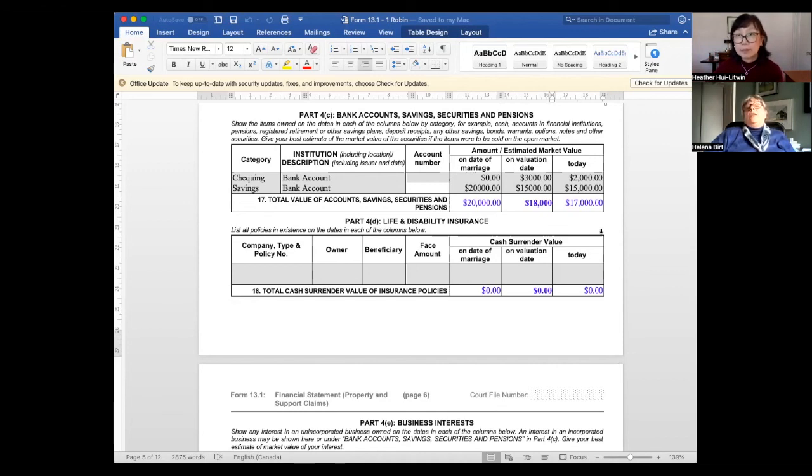You can see no money in a checking account when they got married, had 3,000 in the bank in the checking account when they separated, and has spent $1,000 out of that since, or it's gone up and down, and that's what the value is today. And in the savings account, yeah.